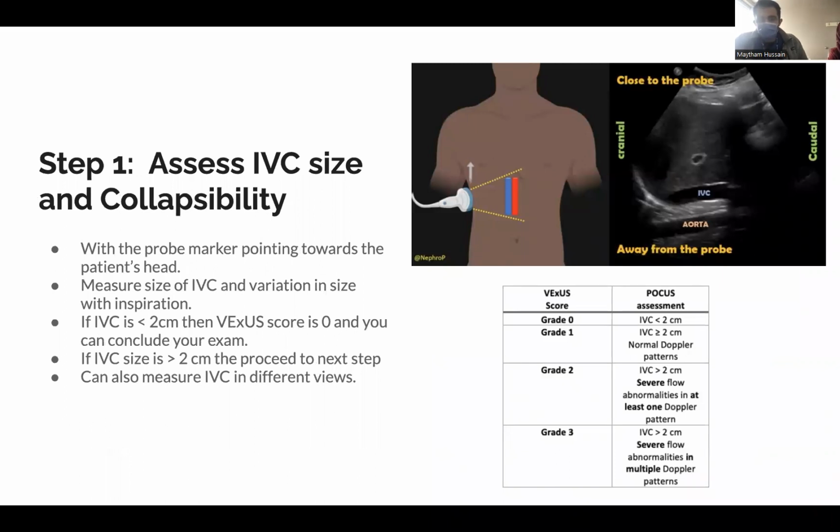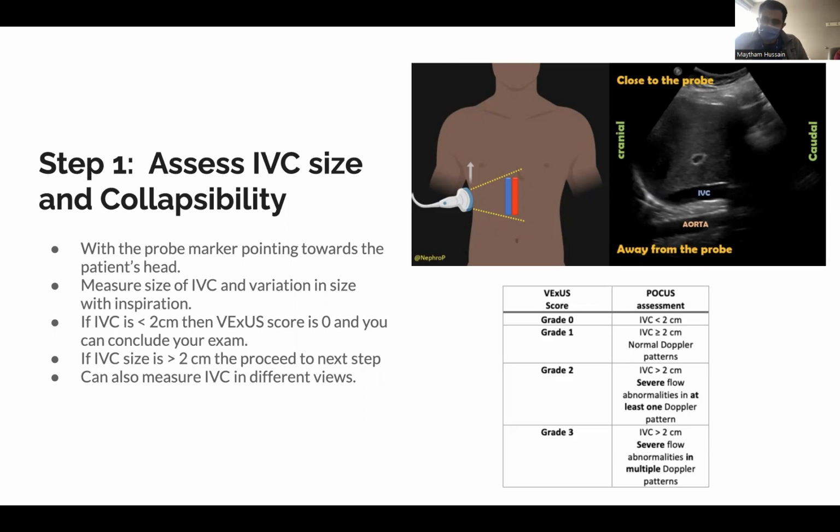So step one in VExUS is assessing the size of the IVC and the collapsibility. You can do that in the same kind of position from the right mid-axillary line with the probe marker facing towards the patient's head. In some patients, you can get very good views where you can image the hepatic vein, the IVC, and the portal vein all in one window, but usually that's not the case.